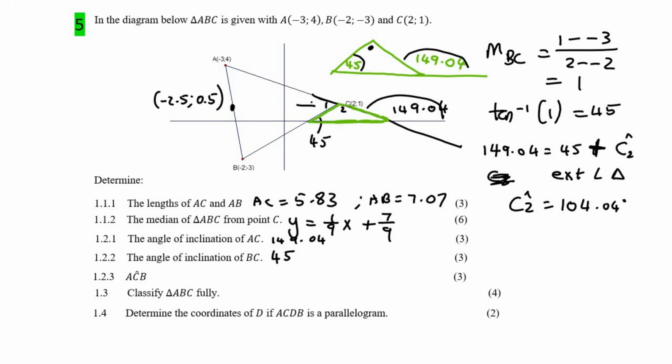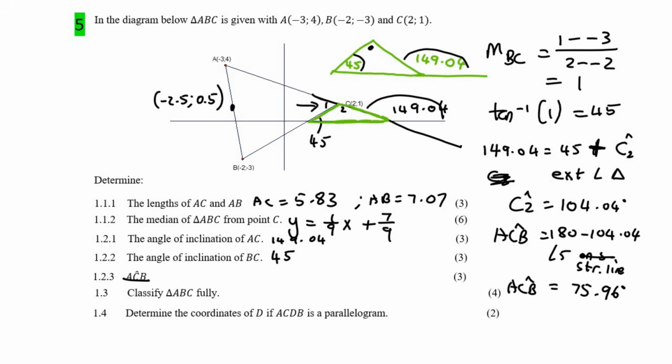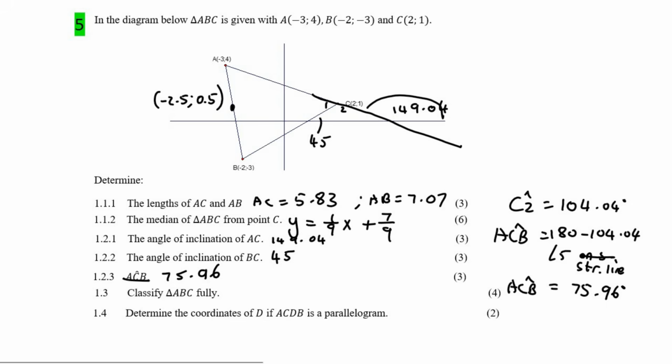Then if you look at C1, or what they called it, ACB. You can make a straight line over here. And so you could say 180 minus 104.04, and that's because of angles on a straight line. And so ACB should give us 75.96 degrees.